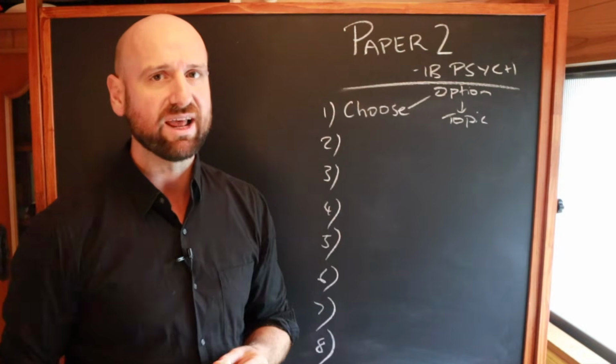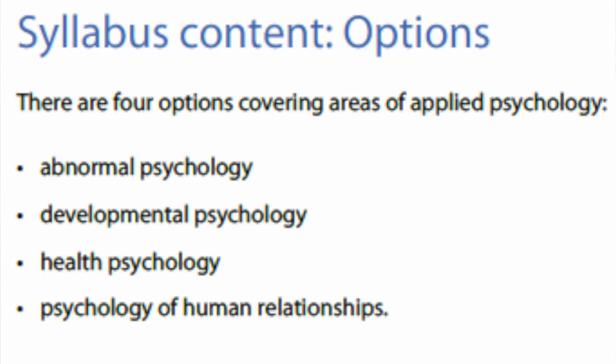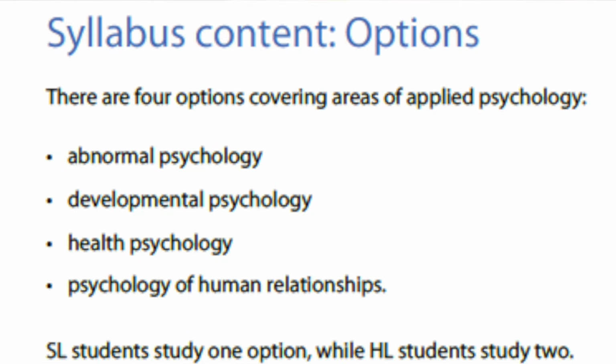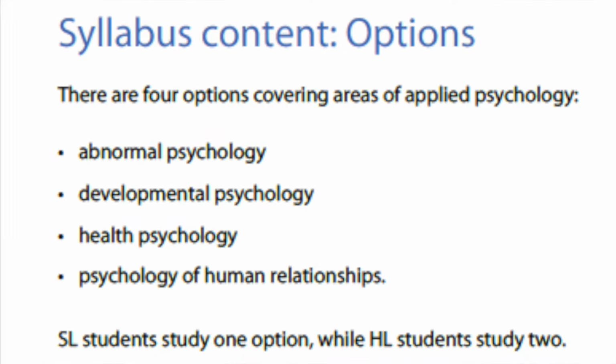Again, remember, high-level students, you'll do 2 options. The options are developmental, health, human relationships, or abnormal psychology. If you're not sure what options you're doing, ask your teacher.